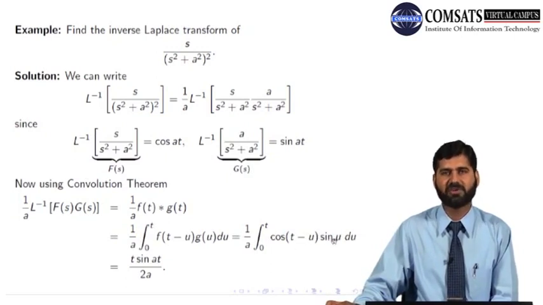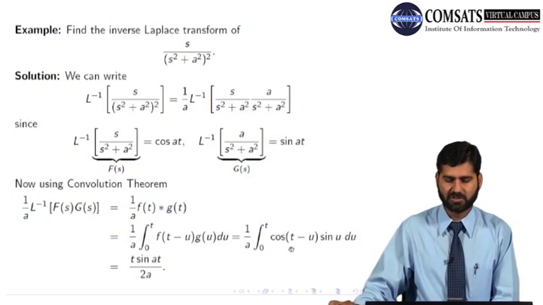Cosine t minus u and sine u. You can use integration by parts easily and obtain the answer. Not a problem at all. So if you integrate this right hand side, you will get t sine a t by 2a.